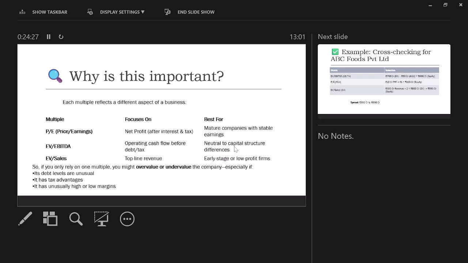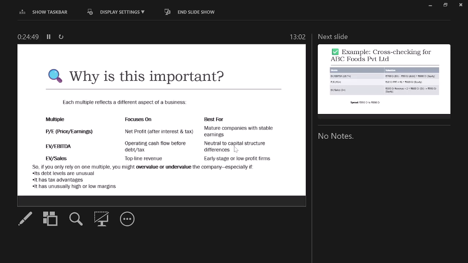Then we have EV to sales, for early stage or low profit firms. So if your company is an early stage company, a startup, then EV to sales gives you a better handle on how to value the company. But you are missing the profits. So it has a drawback here because it's not capturing the profitability of the company. You are trying to value on the basis of sales.